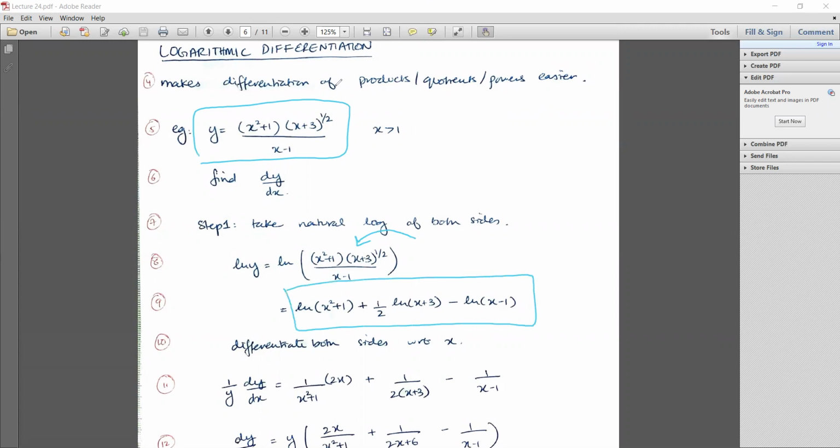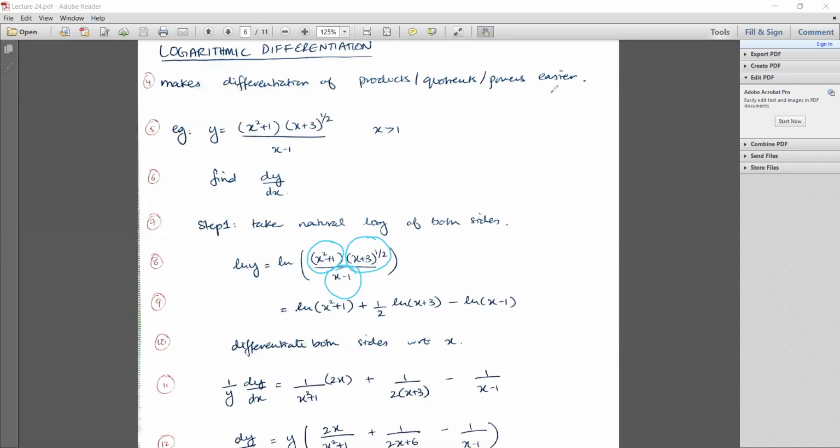How does it do that? So you have ln of x squared plus 1 times x plus 3 raised to the power 1 over 2, divided by x minus 1. This becomes ln of x squared plus 1, plus half ln of x plus 3, where the half comes down as just a coefficient here, and then minus ln of x minus 1, because x minus 1 was in the denominator.